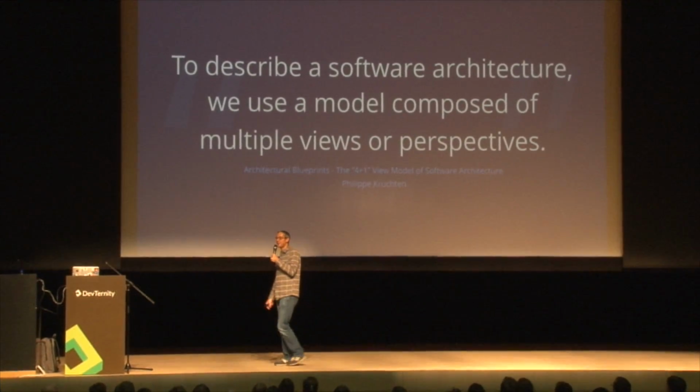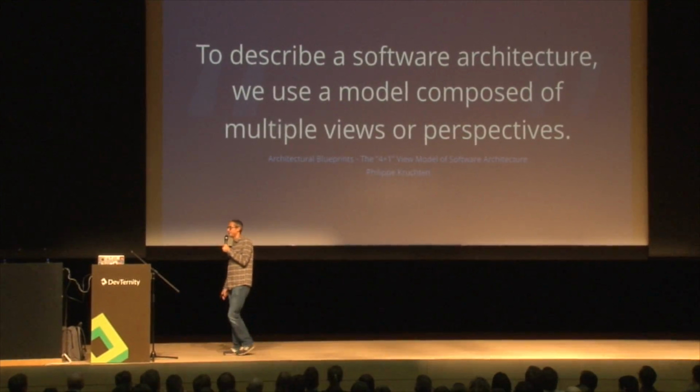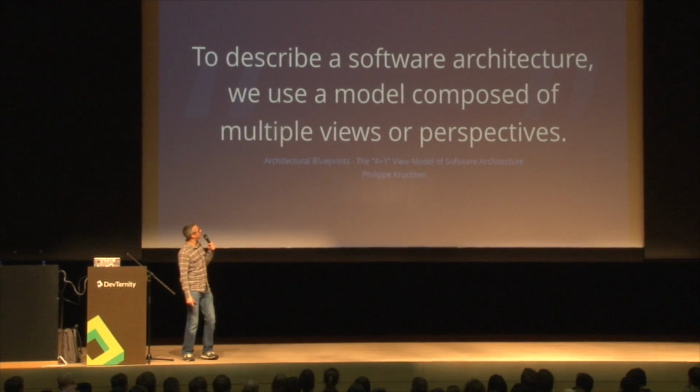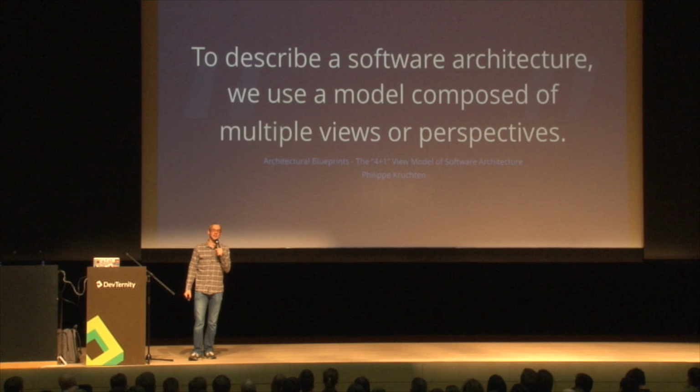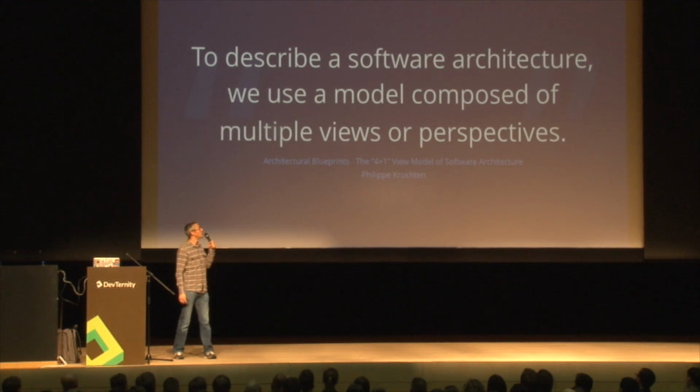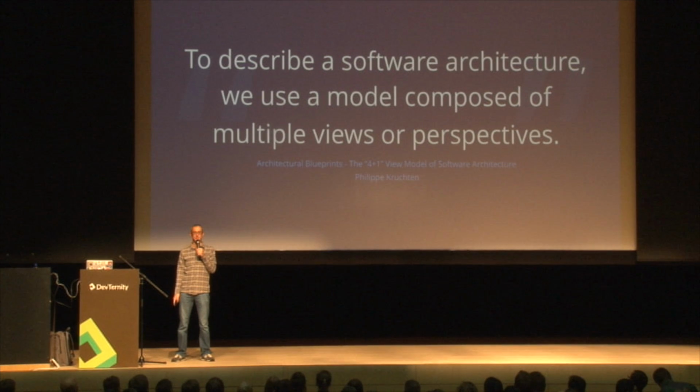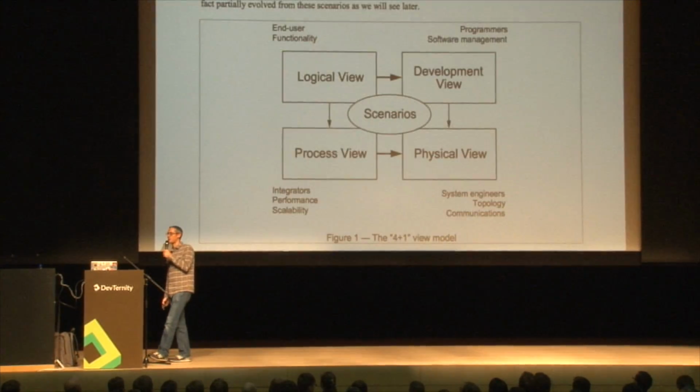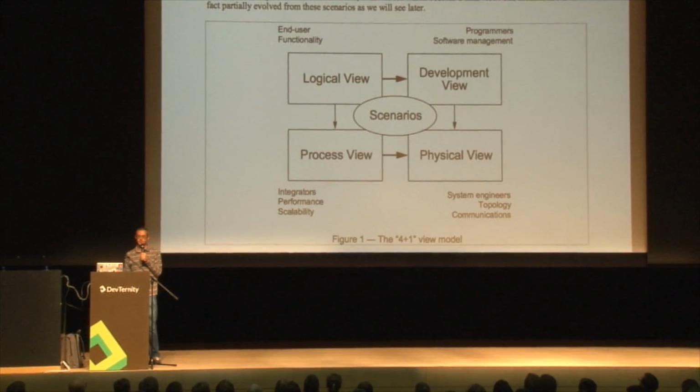Right, so content. Content's a much more interesting thing to discuss here. This is a quote from Philippe Kruchten's 4+1 model. He says, to describe a software architecture, we use a model composed of multiple views or perspectives. The 4+1 model looks like this.